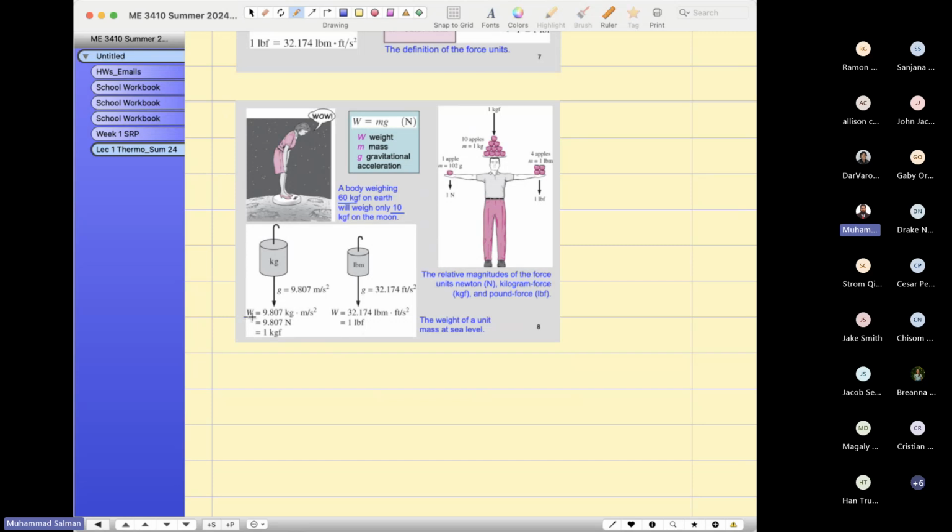W equals 1 kilogram force, or 9.8 newtons. W equals 1 pound force, or 32 pound mass feet per second square. The gravity on the earth is 32 feet per second square. Gravity on Earth in SI systems is 9.8 meters per second square.